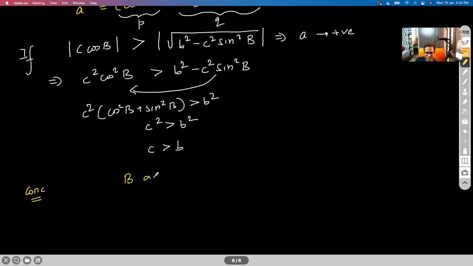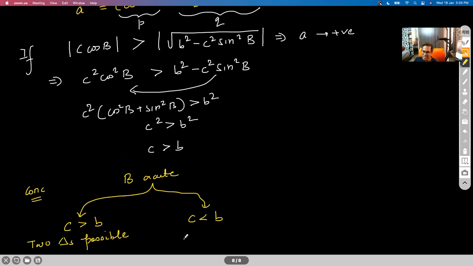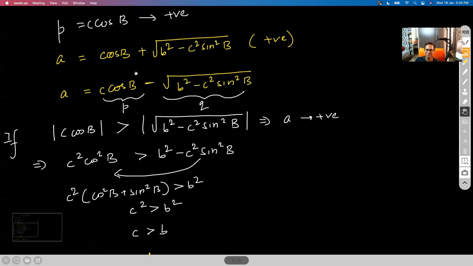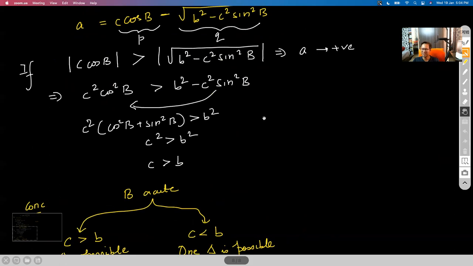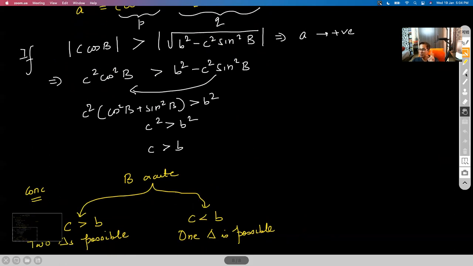That if B is acute and C is more than B, then you will have two triangles possible. Isn't it? But if your C happens to be lesser than B, only one triangle will be possible. Now, why two triangles? Because you take a plus or a minus between, let's say here there was a plus minus. So both plus and minus are going to give you a positive value of A. So two triangles can exist. Right? So in such a case, the quadratic that you will solve will give you two positive A values. Plain and simple. It's just that I'm doing a further deeper analysis on it. Right? So if B is acute and C is greater than B, two triangles will be possible.